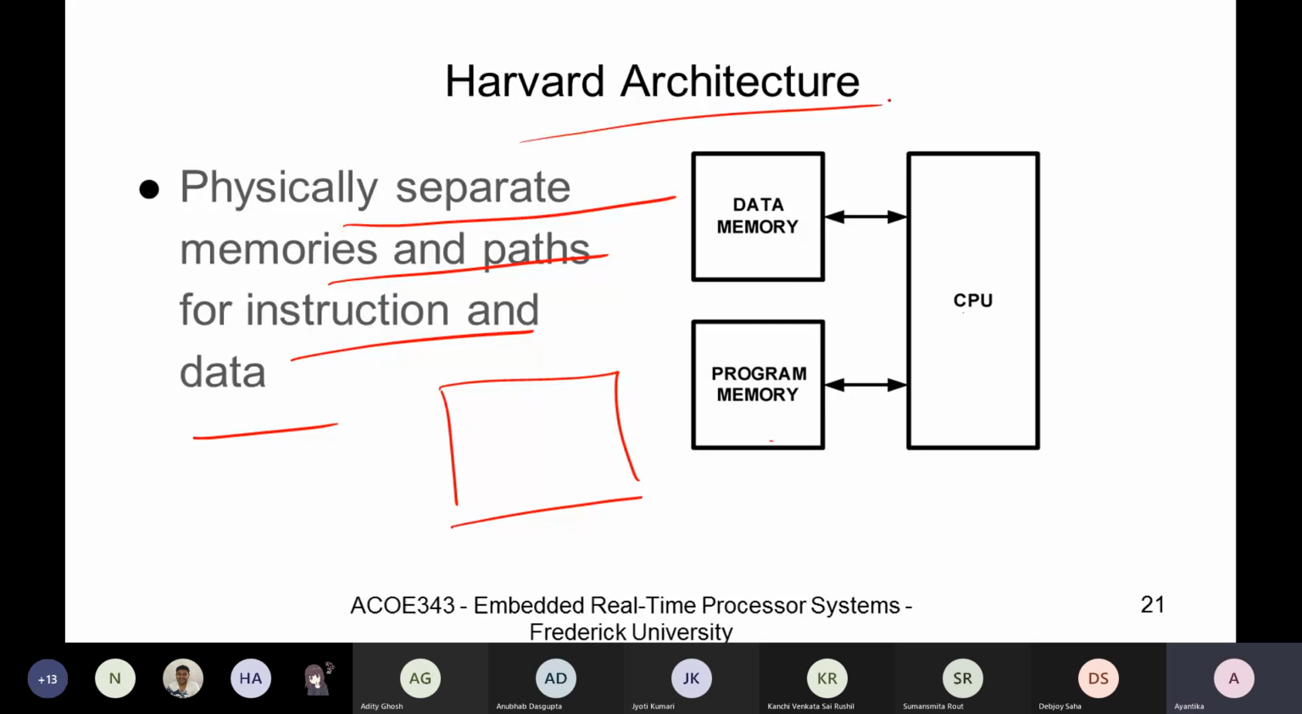In case of Harvard architecture, this is separate. So what is the advantage? Can you tell me what is the advantage? It's very easy to understand. Anyone?